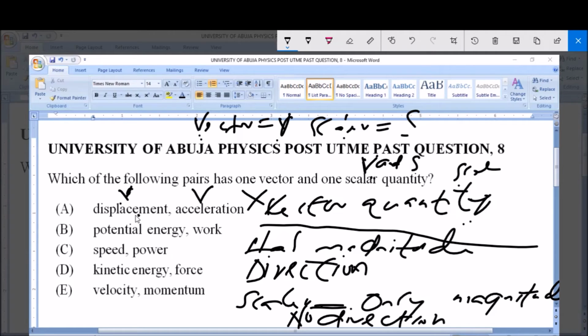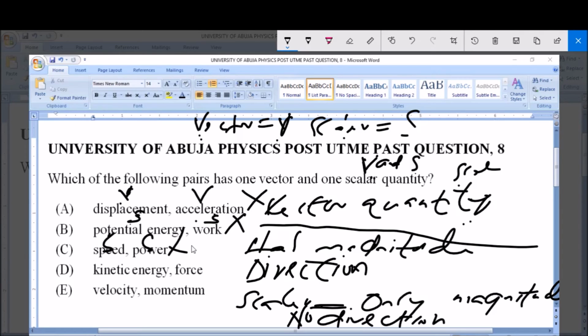Now potential energy, all energies are referred to as scalar quantities, so potential energy is a scalar quantity. Work done also is a scalar quantity, S. So you see, this is not the answer too. We have speed and power. Speed is a scalar quantity and power is also a scalar quantity, so this is not the answer.